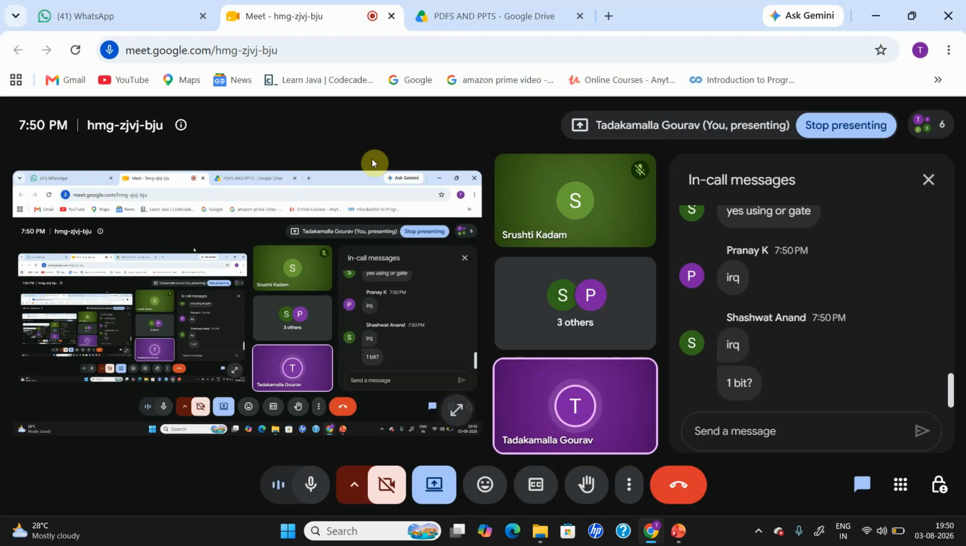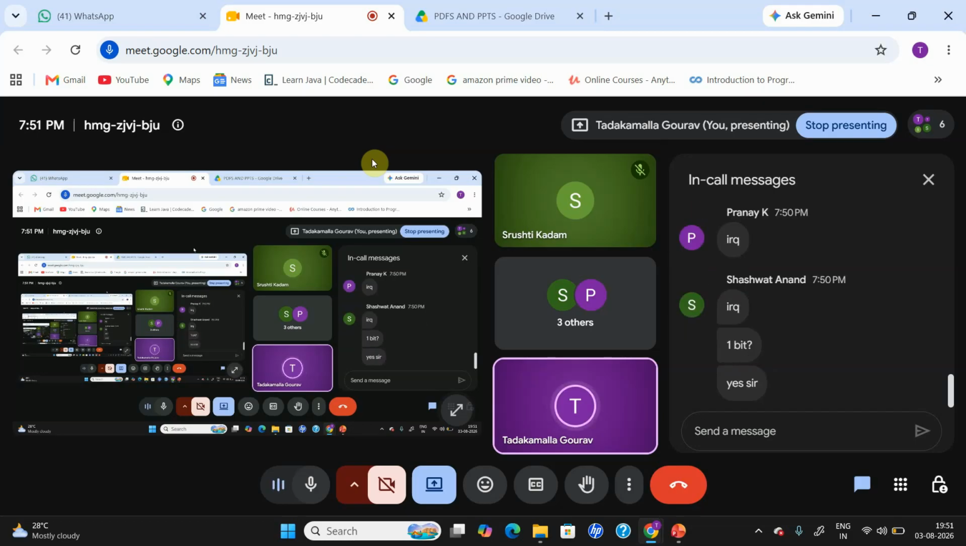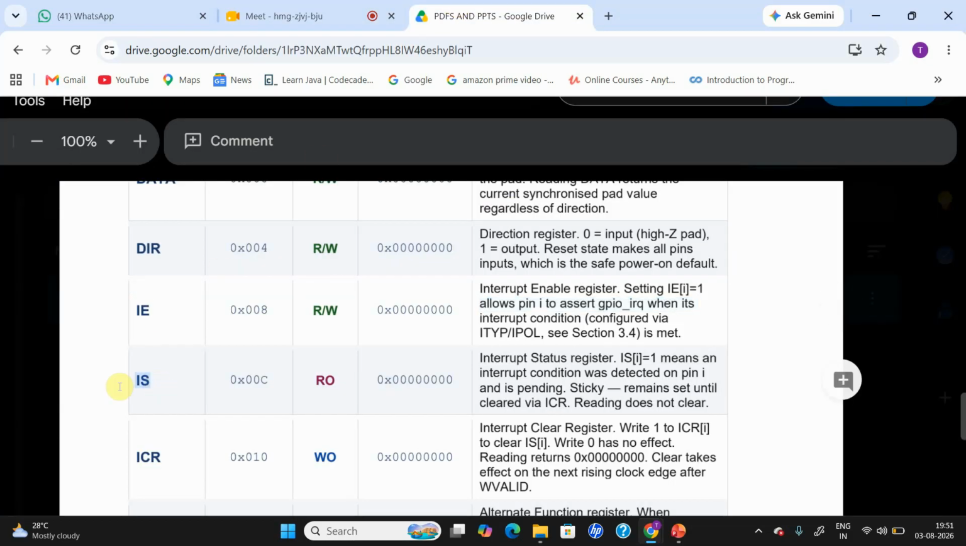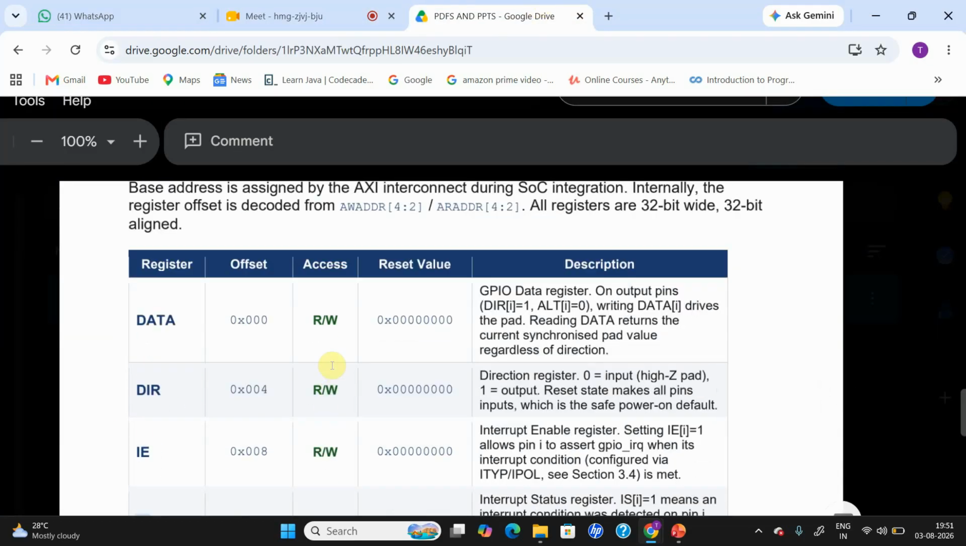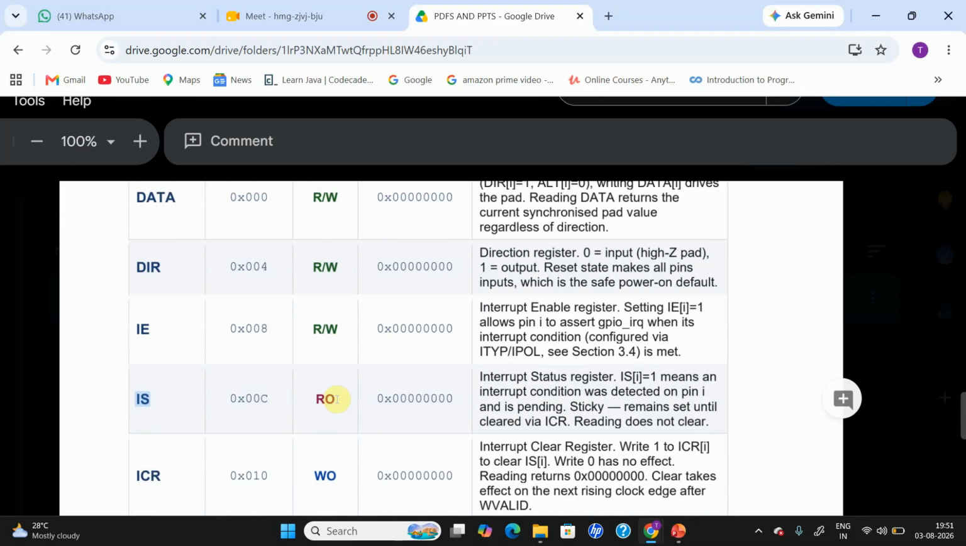Now, how is the processor going to come to know which particular interrupt has been given? Is it a valid question or not? So for that, we are going to use one more register, which is known as the interrupt status register. This register contains the information about which particular interrupt has been given. If the processor wants to know, it is going to read the interrupt status register, and you can see the access type for this register is read only.